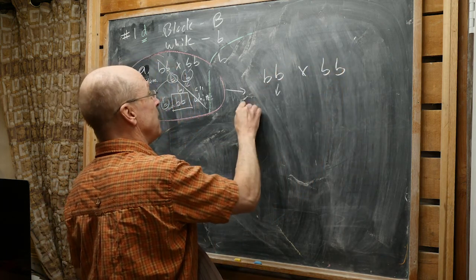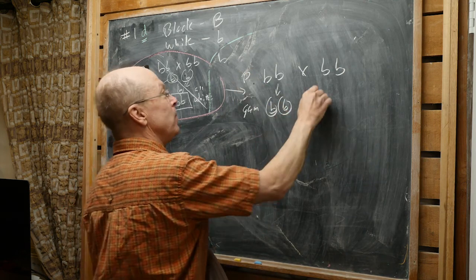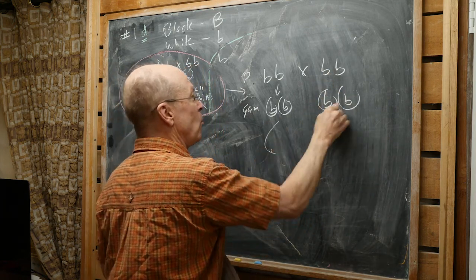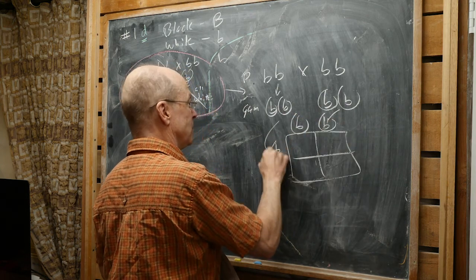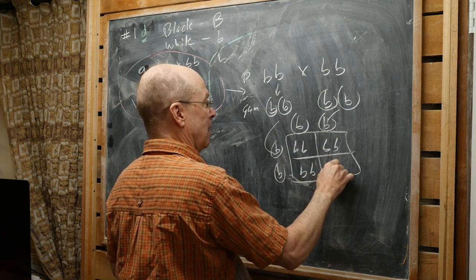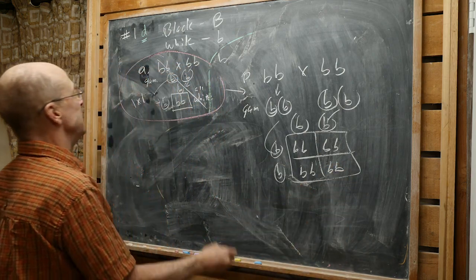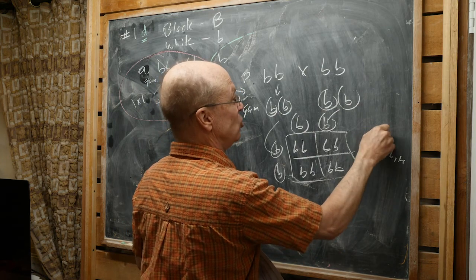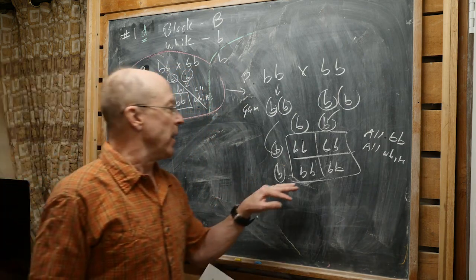What your book would do would say the possible gametes of this parental cross would be little b, and then little b, so all little b's, and they would actually draw this as a 2 by 2. And it's the same answer, isn't it? All white, and I guess genotypically they're all little b, little b. So I'm just going to let you know that that's the way you'll see it.